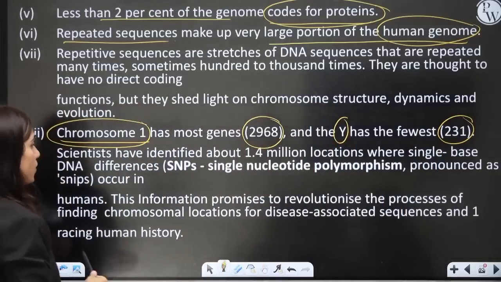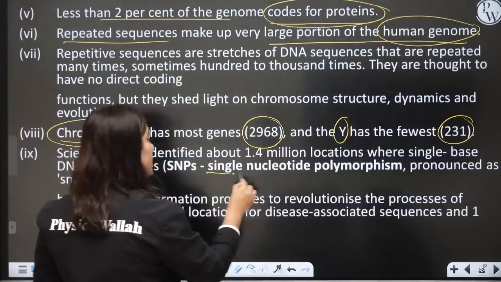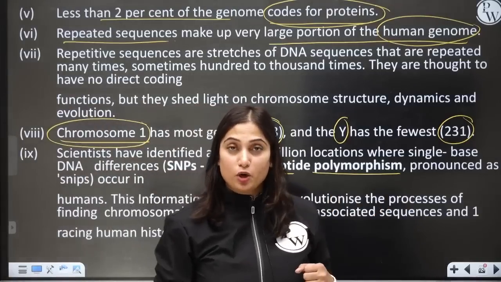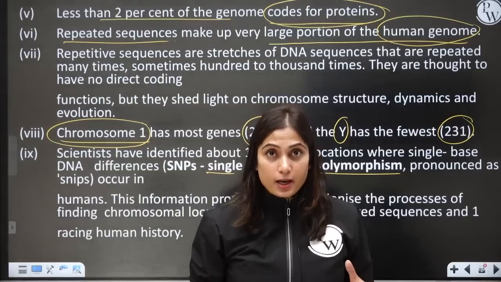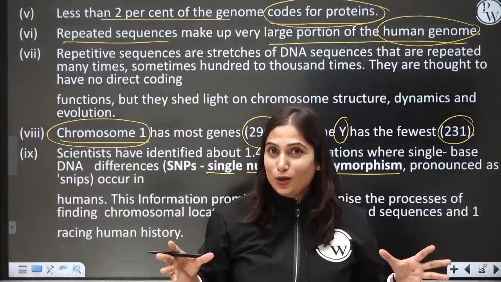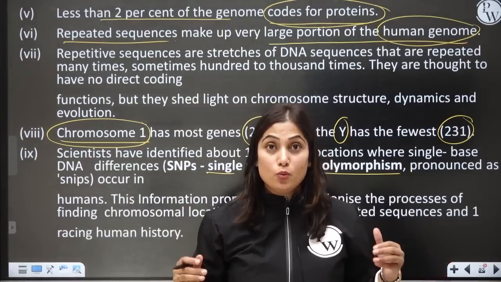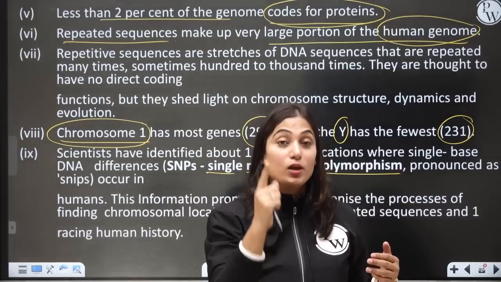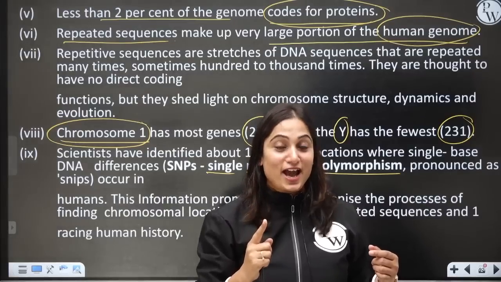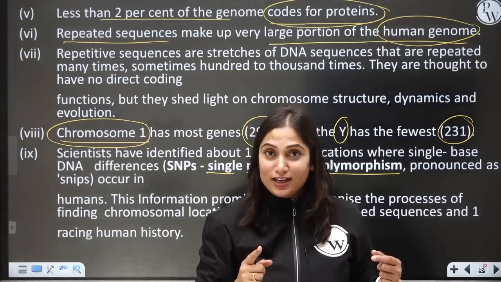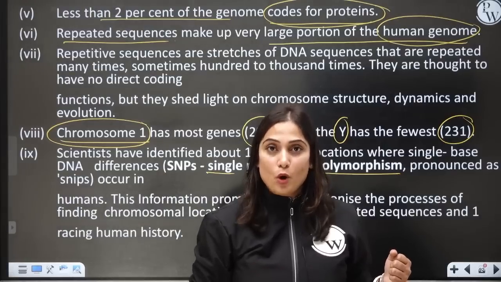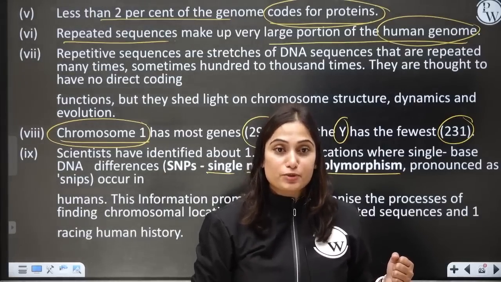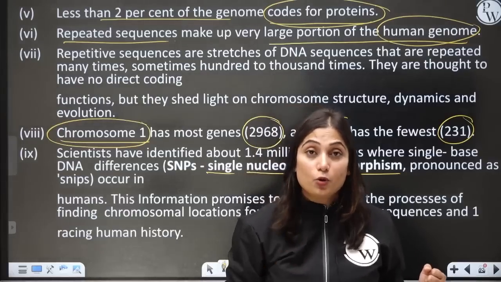Then there is one more thing, that is single nucleotide polymorphism. What is single nucleotide polymorphism? There are around 1.4 million locations on DNA in which we all differ from each other in only one nucleotide. Such locations, 1.4 million locations, are called SNPs, single nucleotide polymorphisms.